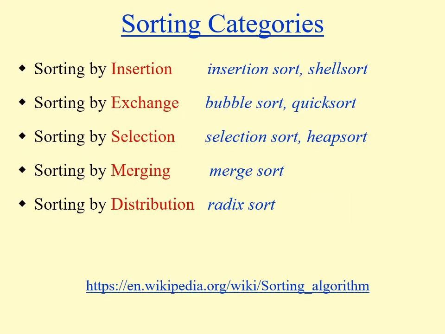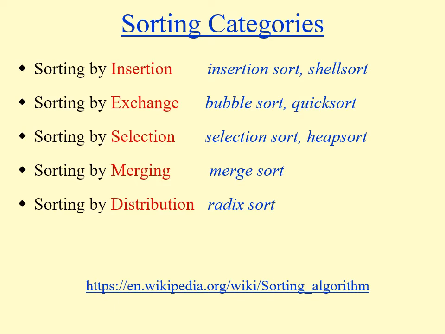Let's look at different sorting algorithms. Here we list some of them. For example, sorting by insertion, like insertion sort and shell sort. Insertion sort we have learned before: you insert a key or number into the correct place. Shell sort, we learn at the end of this slide. Basically, shell sort is an improvement beyond insertion sort, just to improve its efficiency.